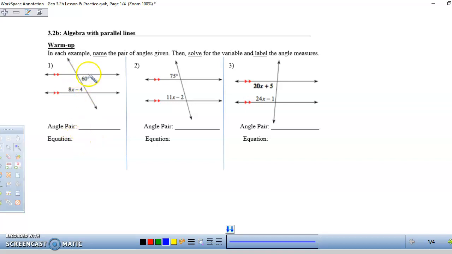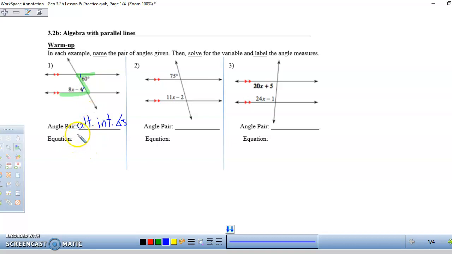So in this first one, and let me use a highlighter, you'll notice that the angles form a Z. Whenever you have angles that form that Z or a backward Z, those are called alternate interior angles. We can abbreviate with alt int and then the angle symbol. What we know about alternate interior angles is that they are congruent to each other. So 60 degrees is the same as 8x minus 4.